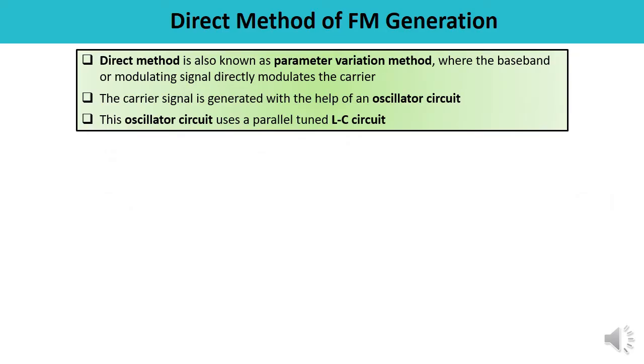Now let us talk about the direct method of FM generation. As I have already told you, the direct method is also known as the parameter variation method, and here the baseband or the modulating signal directly modulates the carrier. The carrier signal is generated with the help of the oscillator circuit, and the oscillator circuit uses a parallel tuned LC circuit. Oscillator circuits you must have studied in your previous courses. You can calculate the frequency of oscillation of the carrier generation. Try to recall the formula.